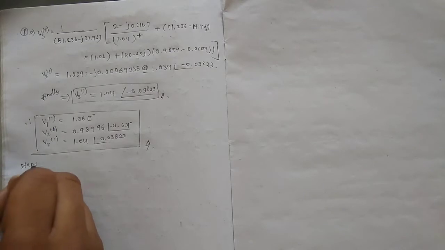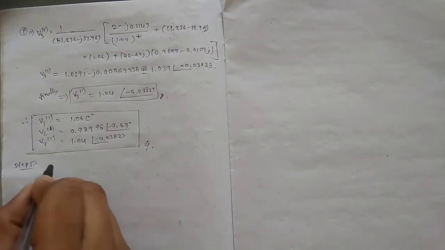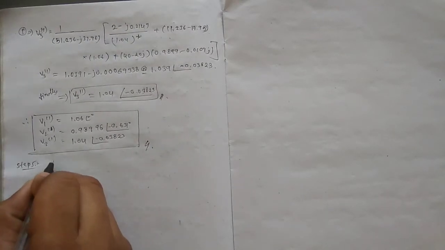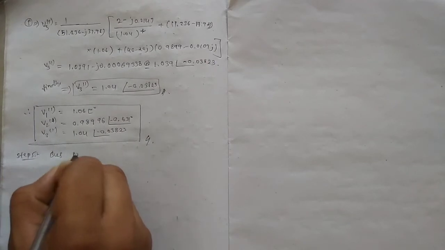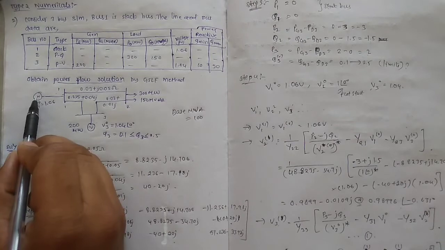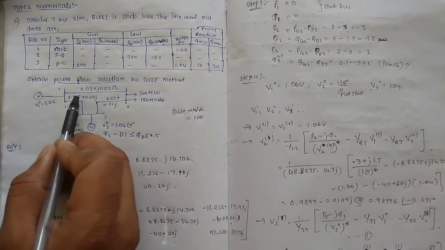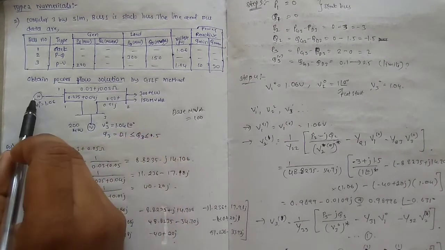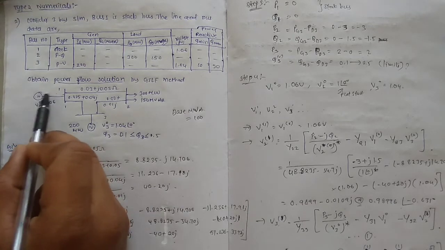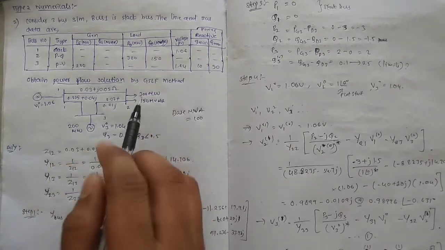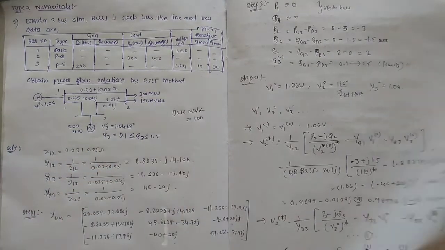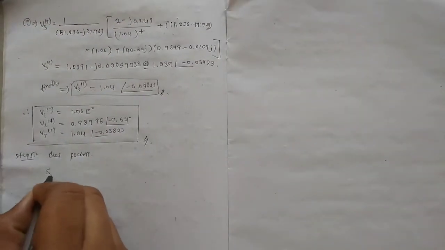In step 5 we need to calculate the bus powers. See here, only a generator can supply the power, right? Load will take the power. Therefore, we only need to calculate for the generators. That is, we have to calculate bus power S1 and bus power S3. That's all. We don't have power at the load side. Therefore, S1 we need to calculate.